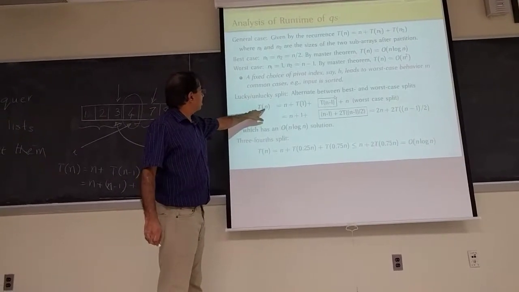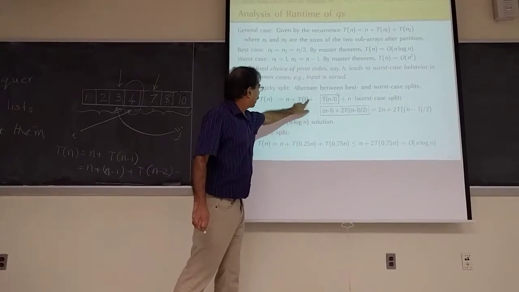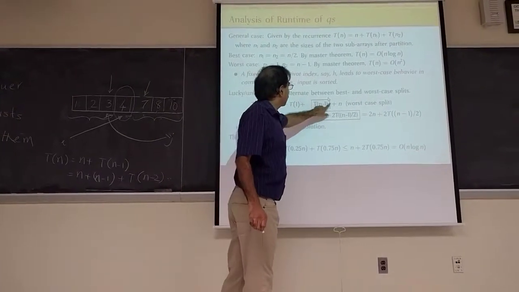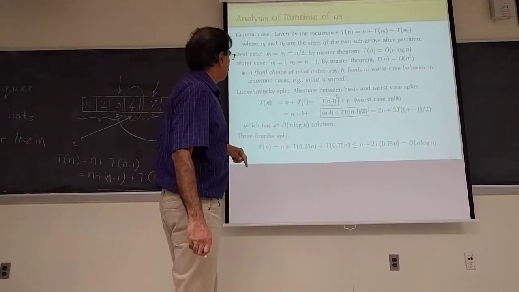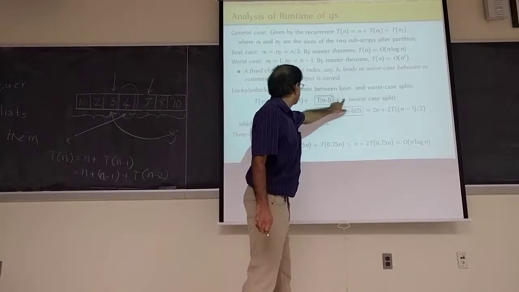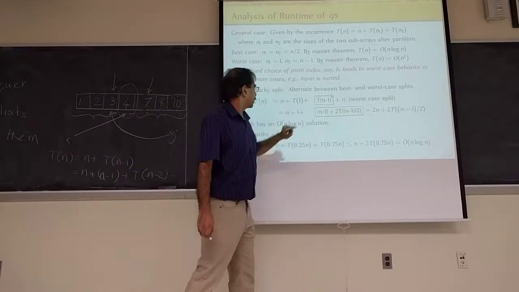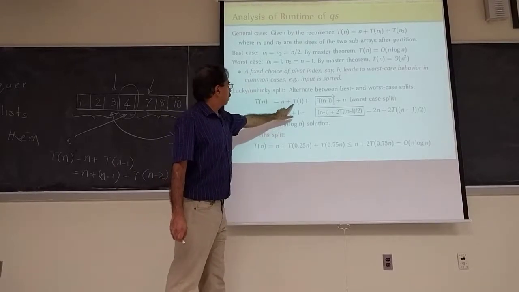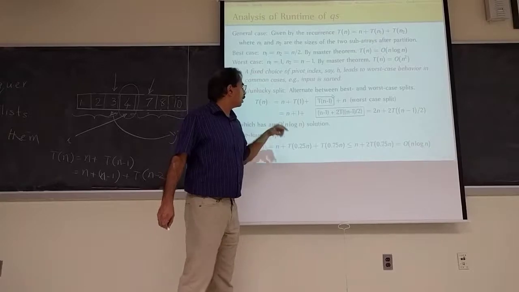So T of n, you have an unbalanced split, so we have n plus T of 1 plus T of n minus 1, so one partition is 1, the other partition has n minus 1. I don't know why I added n twice, that's probably just a typo. So T1, well, you don't have to sort this one partition, so it's n plus 1.